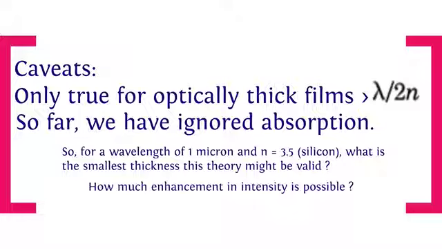So let's try to understand what that means. So let's do a quick example here, very simple. Do it in your head or on a piece of paper. So imagine we have wavelength of 1 micron, infrared. Refractive index is 3.5 in silicon. What is the smallest thickness this theory is valid?